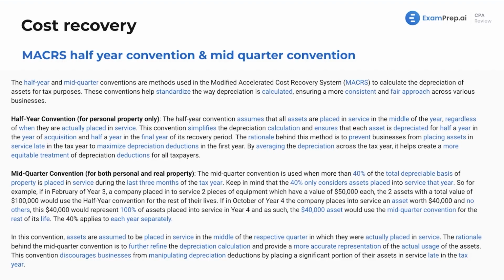Again, overall the rationale for all these conventions is to further refine the depreciation calculation and provide a more accurate representation of the actual usage of the assets. You could just memorize it as a step-by-step mathematical process. That's fine. Just, again, why are we doing this? Well, the IRS believes this is one of the most equitable ways to do things. And God knows the IRS is the holy word in the land of this law, right? This convention discourages businesses from manipulating depreciation deductions by placing a significant portion of their assets in service late in the tax year. All right, and moving along.